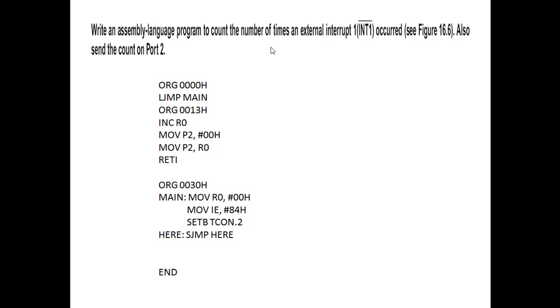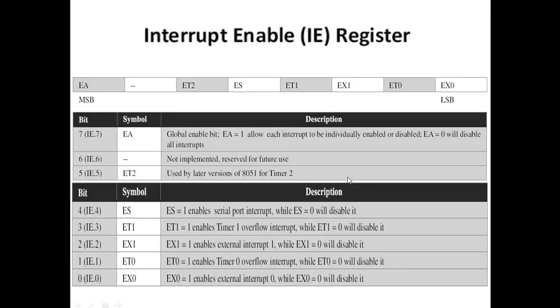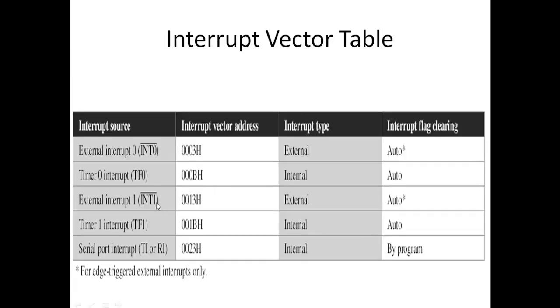Remember that thing. And that particular service routine will be stored at the particular vector address of the corresponding interrupt. Okay, and as we have been asked to add interrupt 1 bar, let us go back and check what its vector address is. You can see that external interrupt 1, that is interrupt 1 bar, has a vector address of 0013h. So at this particular address, our interrupt service routine, or the task to be accomplished when an interrupt occurs, should be stored.